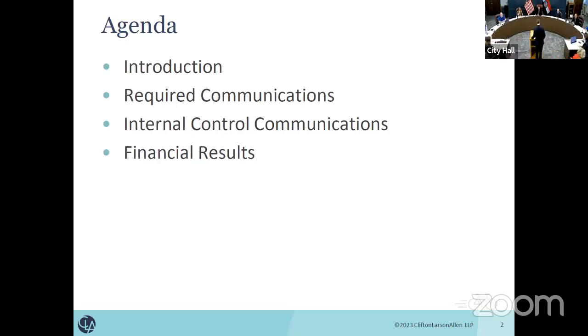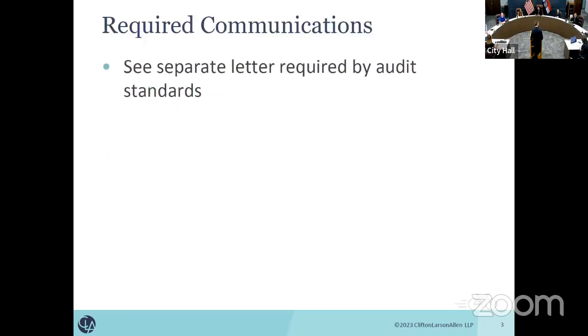Yeah, so a quick introduction. I'm Harold Ray with CLA. I'm a signing director there. Work primarily in the local government and nonprofit space. 2022 is the 9th year that we've worked with the city on the financial statement audit. Just a reminder, it's 10/31/22 financial statements on a modified cash basis. So tonight we'll go over some required communications, internal control communications, and then a high-level financial overview.